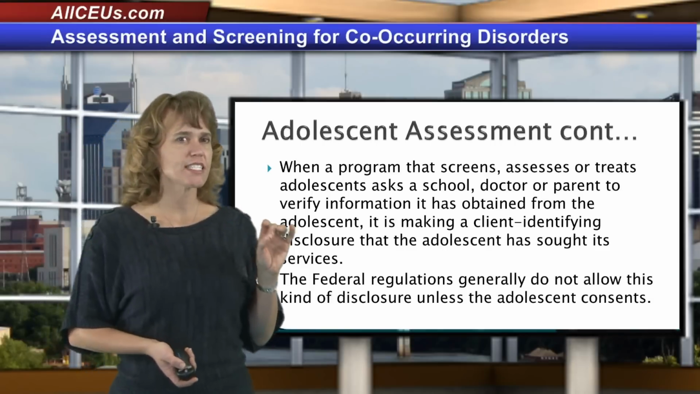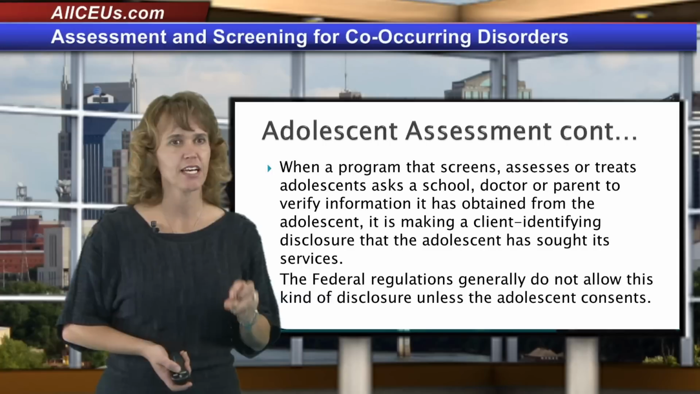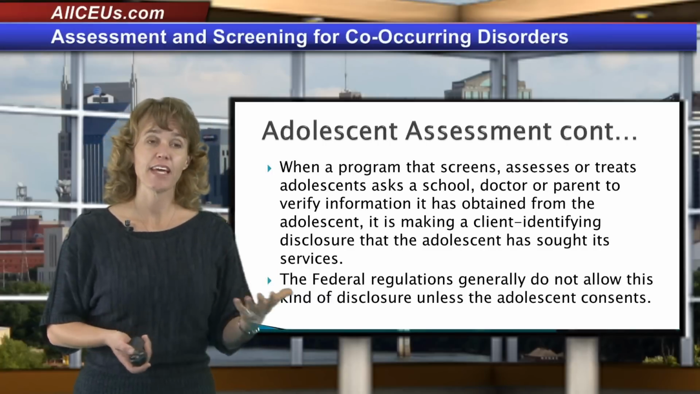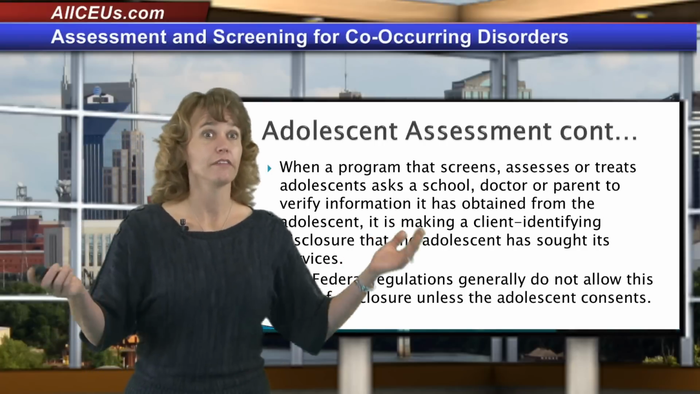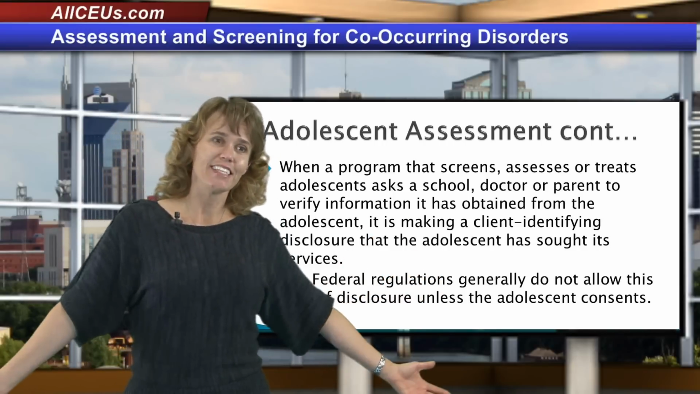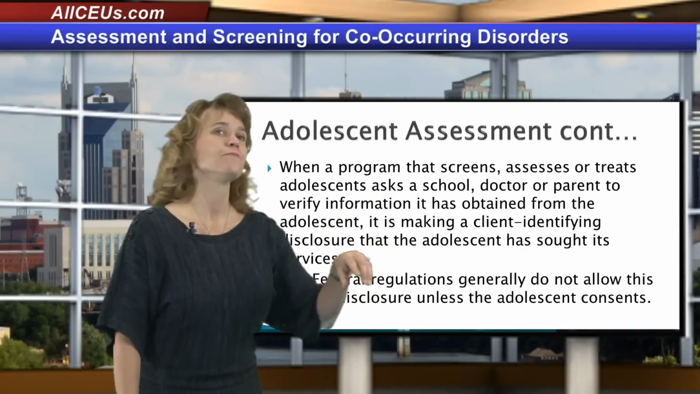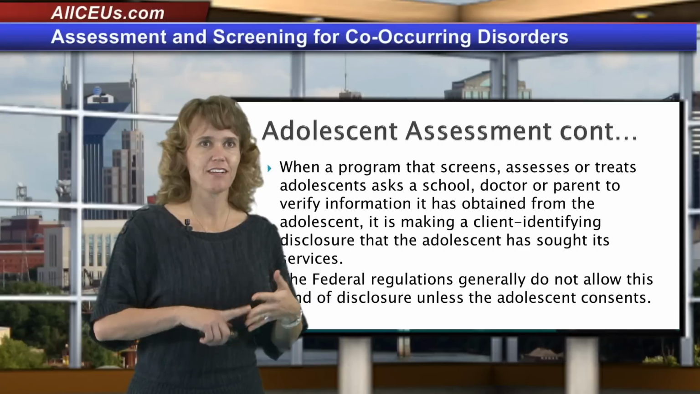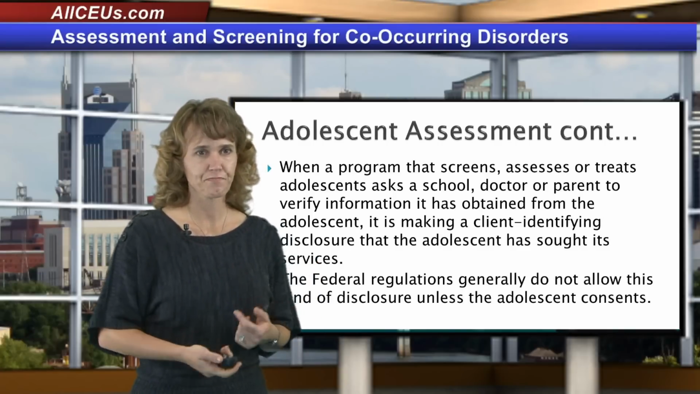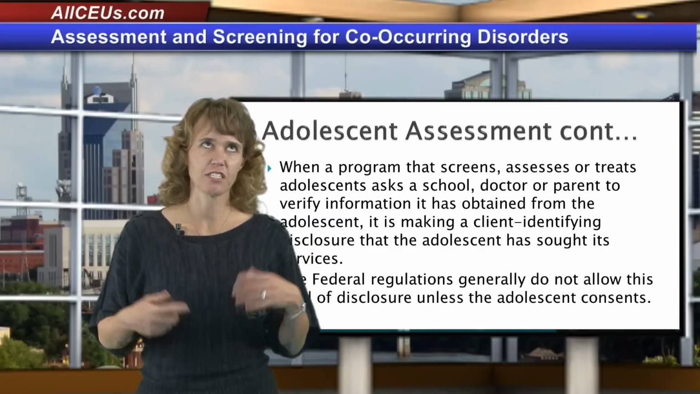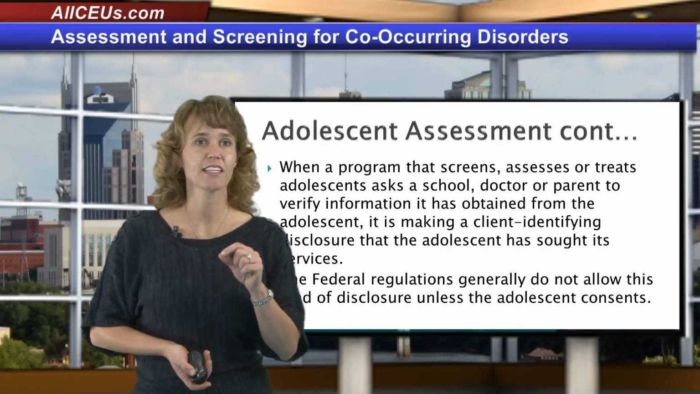When a program that screens, assesses, or treats adolescents asks a school, doctor, or parent to verify information it has obtained from the adolescent, it's making client identifying disclosure that the adolescent has sought services. Duh. Which means what? With the exception of the parent who may be entitled by law, we need to be cognizant of HIPAA regulations and get releases of information signed. The federal regulations, CFR 42, generally do not allow this kind of disclosure unless the adolescent consents.